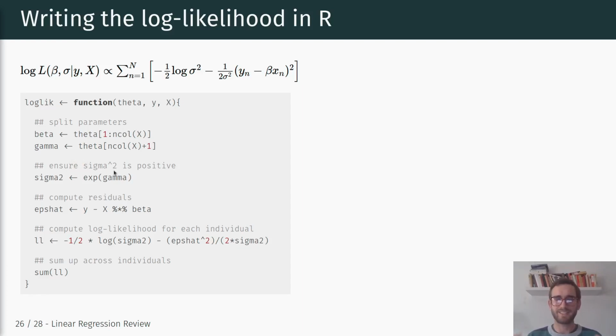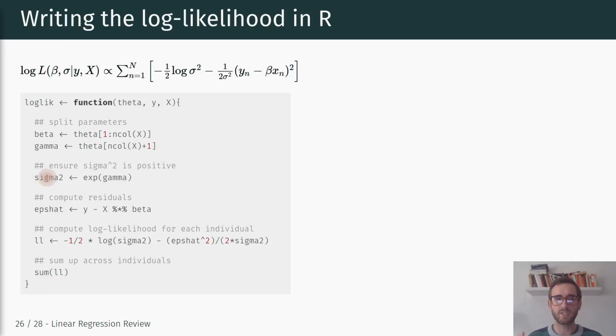Then, of course, sigma squared is a variance parameter. And when we later try to numerically optimize this function, we have to make sure that this sigma squared is always positive, because R by itself, as it tries to maximize this function, won't know that sigma squared is a variance, and the variance always has to be positive. So in order to do that, we're taking our gamma and we're taking the exponent of gamma. Okay, so the exponent of gamma will then be equal to sigma squared, right?